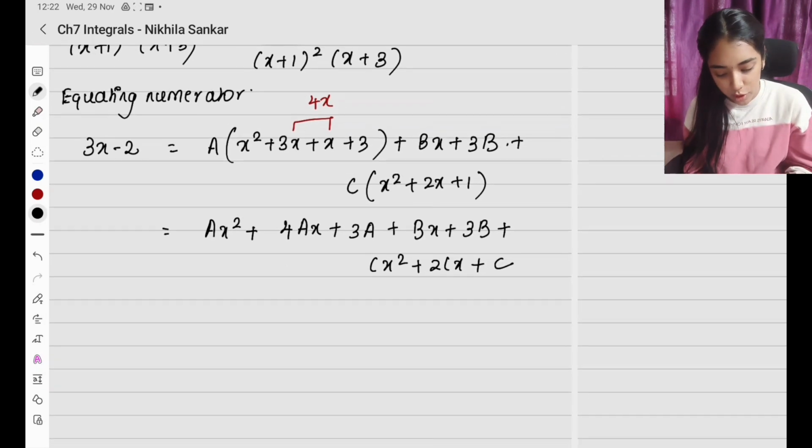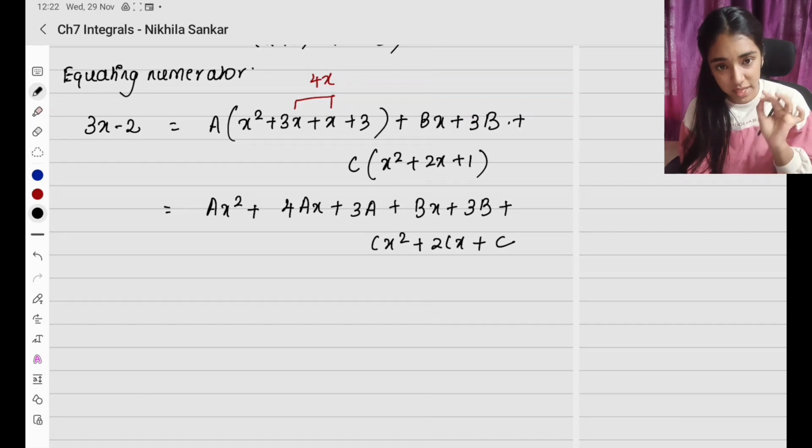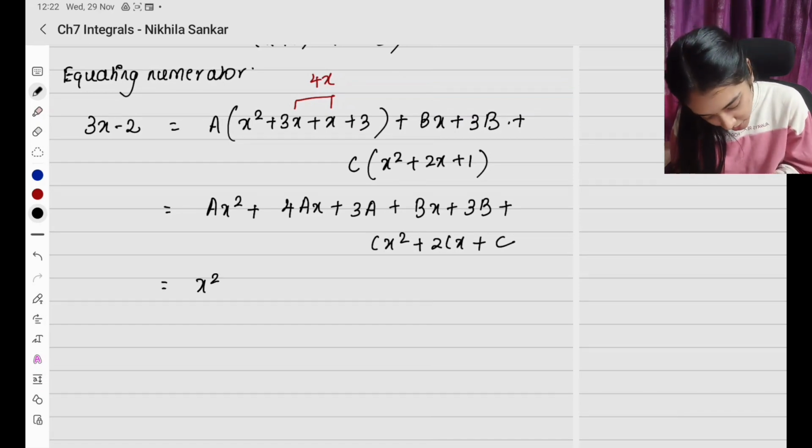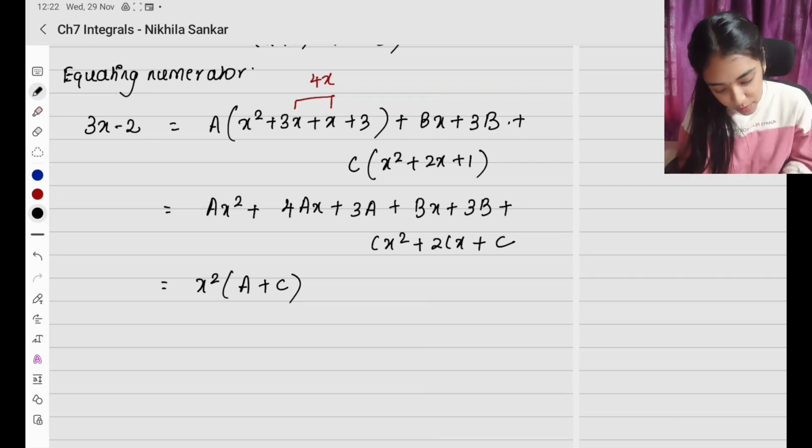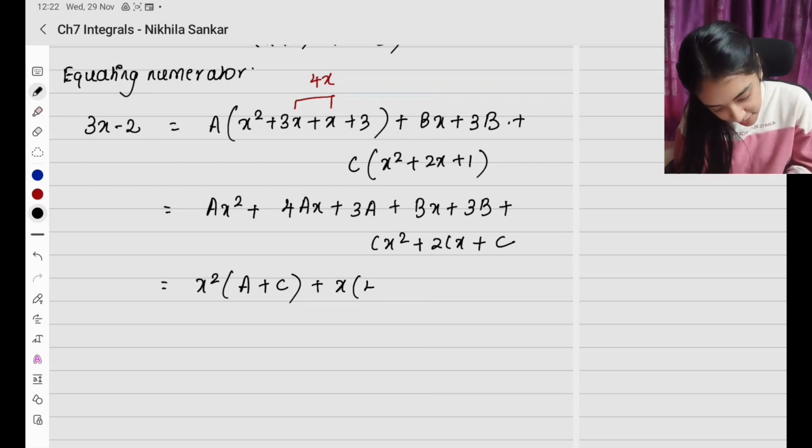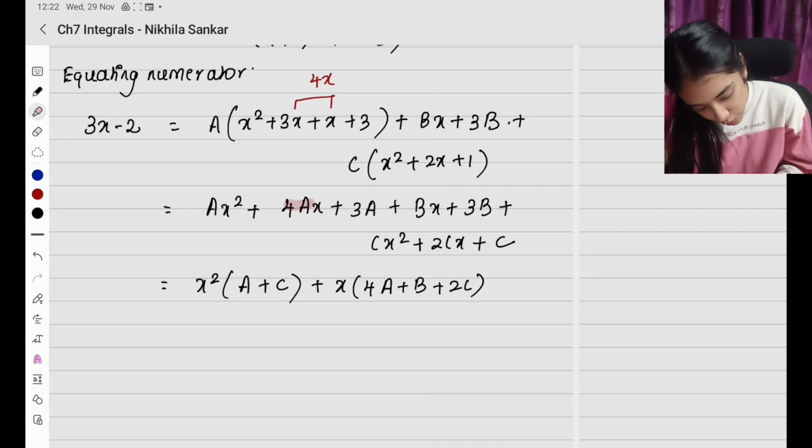Okay? Now I'm going to club the x square terms, x terms and the constants separately. So clubbing the x square terms, I have a plus c. So this is the only x square term I have. Plus what is there for x? 4a plus b plus 2c. You see? 4a plus b plus 2c. The x square is already written.